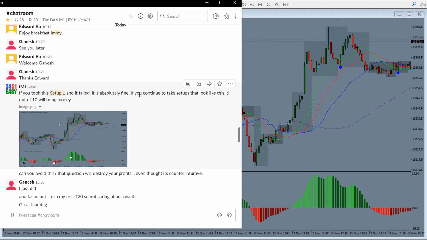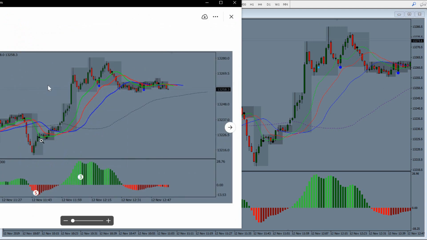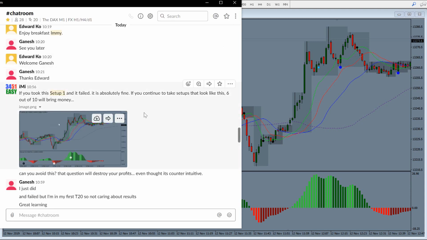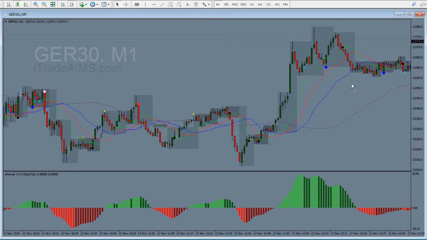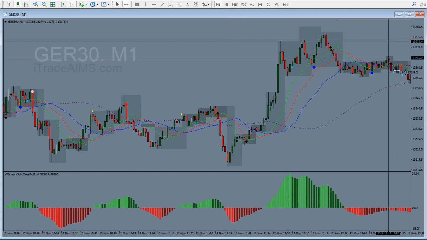So the probability of the next trade is random, but the probability of the next 20, the next 50, or the next 100, in our case we have found, is that 66% of these types of setups, if you take them, will win. 33% will result in this: you'll take the trade, and it will go down and you will lose 1%.